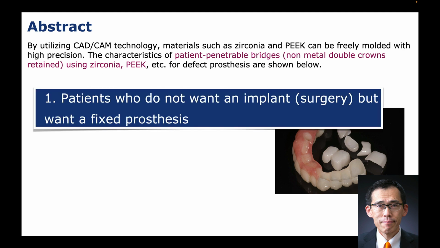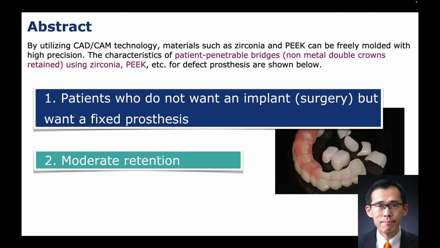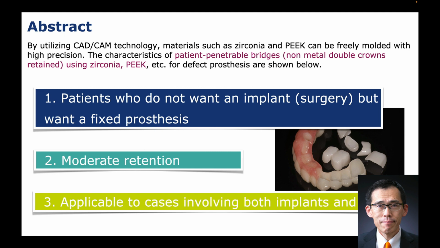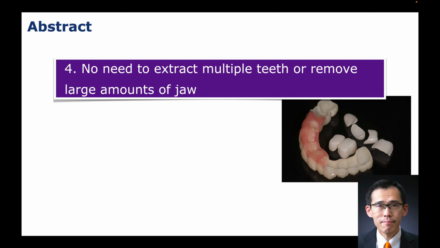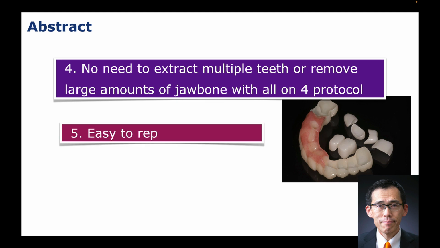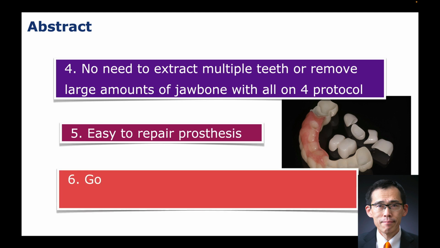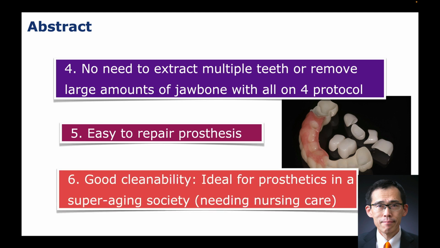It is for patients who do not want implant surgery but want a fixed prosthesis, with moderate retention, and is applicable to cases involving both implants and teeth. There is no need to extract multiple teeth or remove large amounts of jawbone with the all-on-four protocol. It is easy to repair and has good cleanability. Ideal for prosthetics in a super aging society.